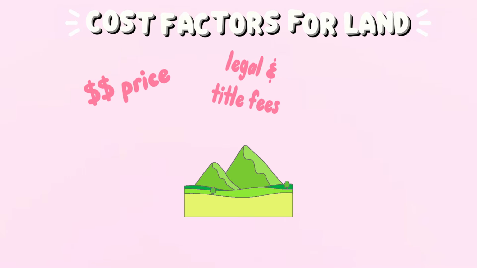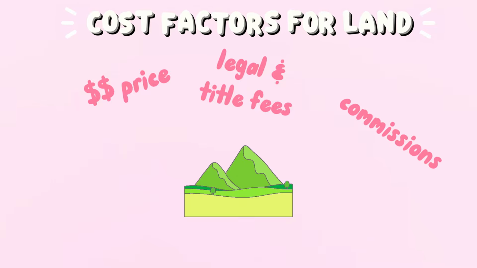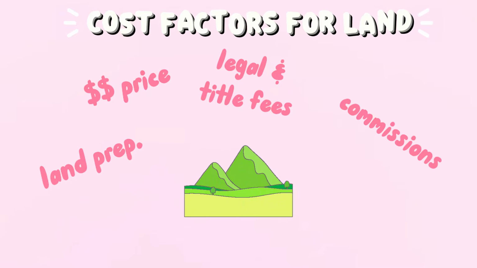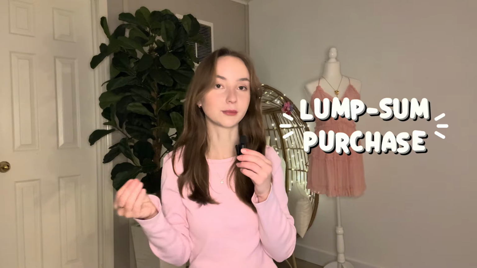Land is our asset with an indefinite lifetime. There are a bunch of costs that go into accounting for your land, such as cost of land, legal and title fees, real estate commissions, and any payments you have to make to clear the land, for example. A company can buy a bundle of these plant assets in something we call a lump sum purchase.